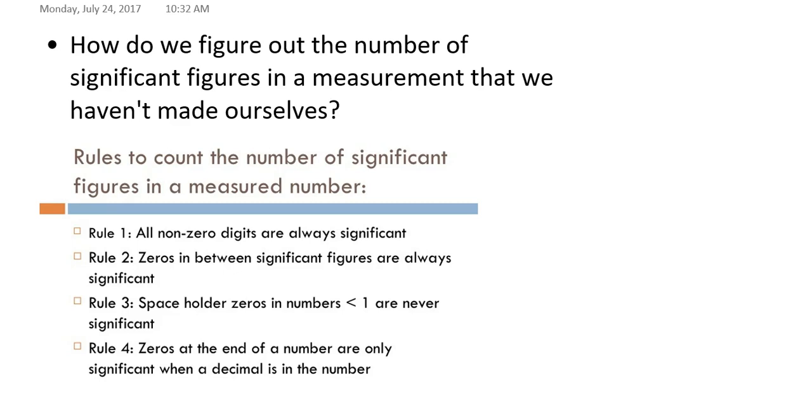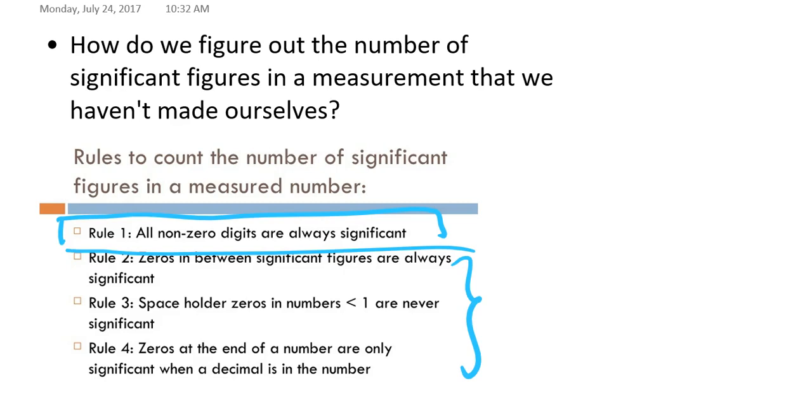So if I'm looking at a set of numbers, to figure out the number of significant figures, the first rule is simple. The first rule tells me any digit that is not 0 is always significant. So any digit 1 through 9 is significant. Now, where it gets a little bit more complicated are zeros.